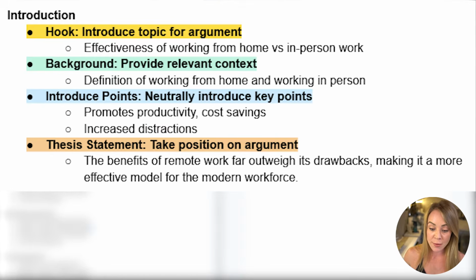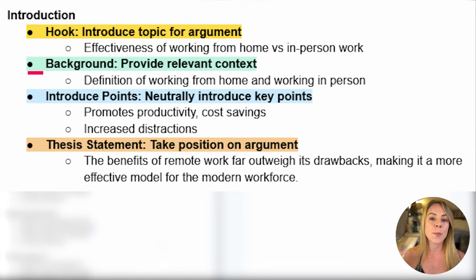As you can see, it's broken down into 4 parts. These are the 4 parts any introduction for an academic essay should contain. So here you have your hook. This is the opening statement. And for an argumentative essay, I simply like to introduce the topic for the argument, not your stance, just the argument itself. So here we have the effectiveness of working from home versus in-person work.